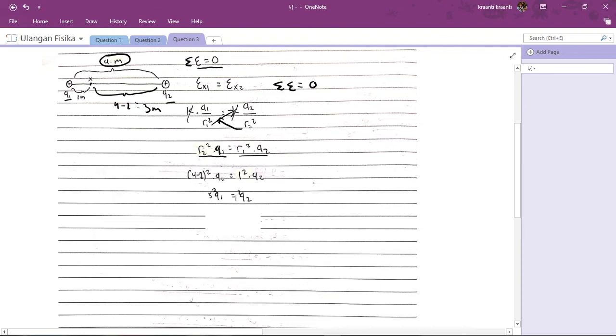So it's 1. Because this one is to the power of 2, then this one is equal to 9 Q1 and 1 Q2. So this is the ratio of Q1 and Q2. That is all from me.